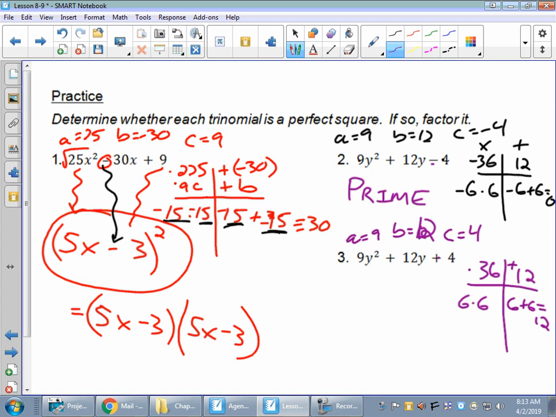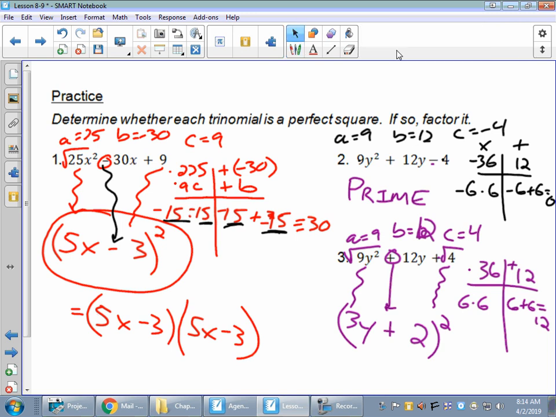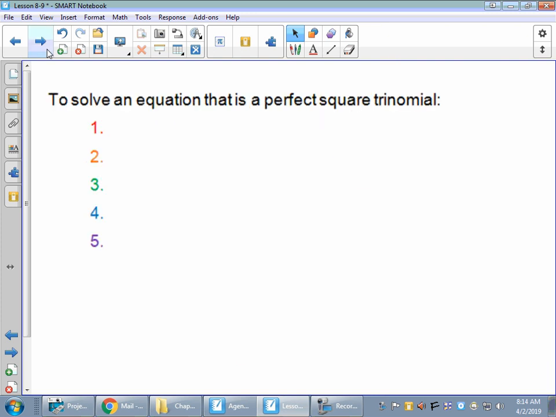The shortcut method tells me that I can take the square root of this term. Square root of 9y squared would be 3y. I can take the square root of this term, which is 2. And then I've got a plus sign here, which means I'm going to have a plus sign in the middle there. That would be 3y plus 2 squared. Okay? So that is the shortcut method for factoring trinomials. Let's take a look at how to solve now.